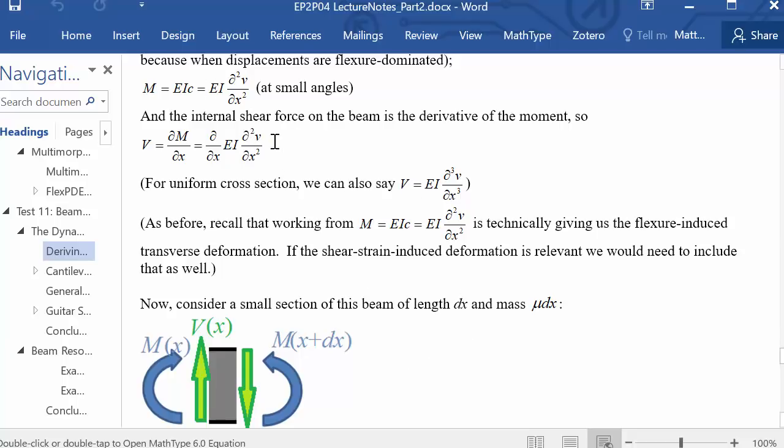Otherwise, this should really be the perpendicular direction to the beam's axis. So if the beam is on a 45-degree angle, then it would be up and to the left at a 45. So I guess that's 135 degrees from the horizontal. Anyway, it's always perpendicular to the beam's axis, perpendicular to whatever the longitudinal direction is on the beam.